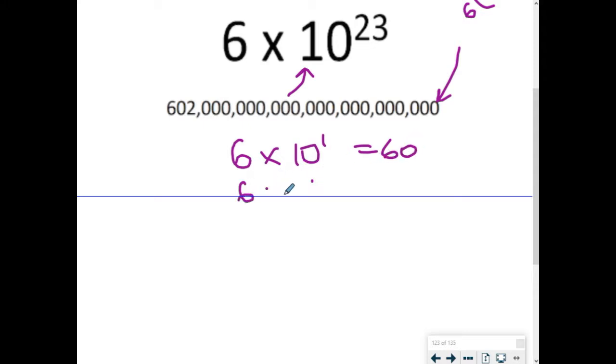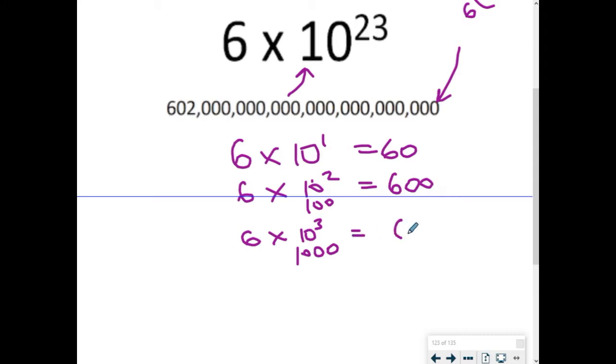Let's say I gave you 6 times 10 to the power of 2. Well, isn't 10 to the power of 2 just 100? Isn't 6 times 100 then 600? And one more, then I'll get to my point. So 6 times 10 to the 3. Well, isn't 10 to the 3, 10 times 10 times 10, isn't that 1,000? So 6 times 1,000 is 6,000.